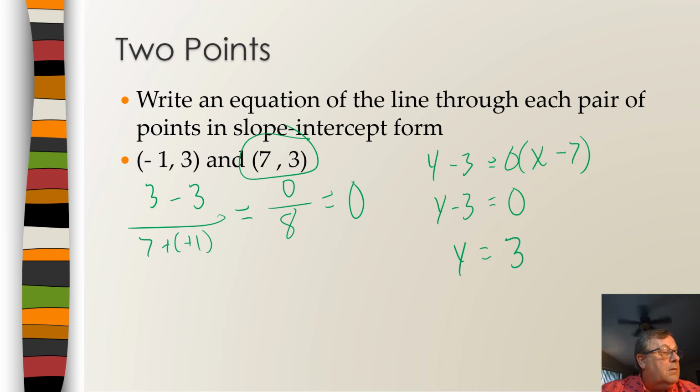And we've written that in slope-intercept form. y is equal to 3, which means it's a horizontal line, has 0 slope, which seems to make sense. When I calculated my slope, I came to 0.